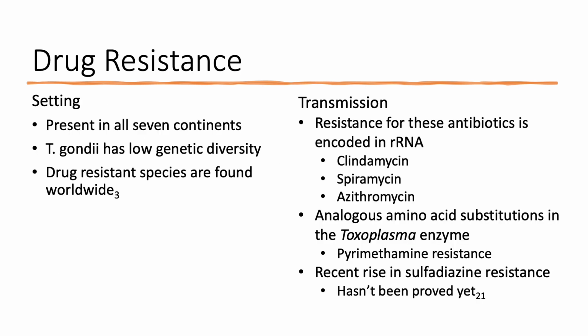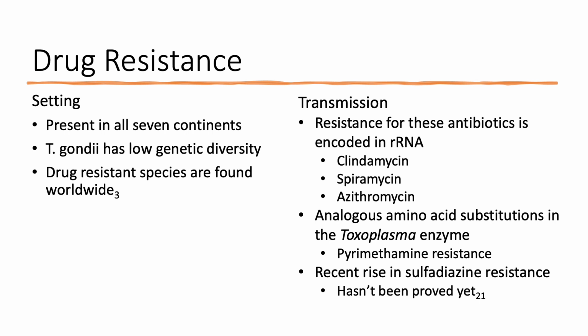So Toxoplasma gondii actually has pretty low genetic diversity, and as I mentioned before in previous slides, it is found worldwide on all 7 continents, so drug-resistant species are found worldwide as well. And a few examples of drugs that it is resistant to, these antibiotics, clindamycin, spiramycin, and azithromycin, these are all antibiotics that it is resistant to, and resistance for this is encoded in the rRNA of the parasite.